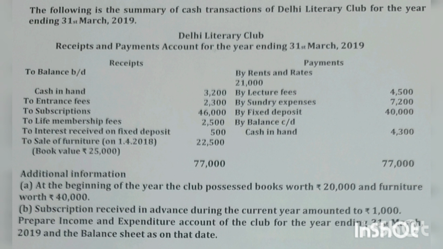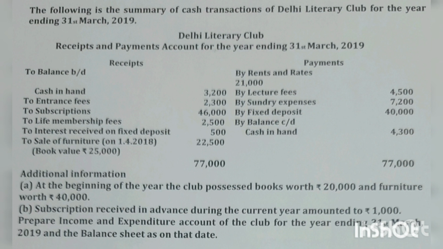Then subscriptions. Amount is 46,000. If no other related particulars are given in the additional information, we can consider that this is the actual income of that year. If any additional information is given related to subscription, then we should adjust with this amount in order to arrive at the actual income of the particular year for which we are working out.